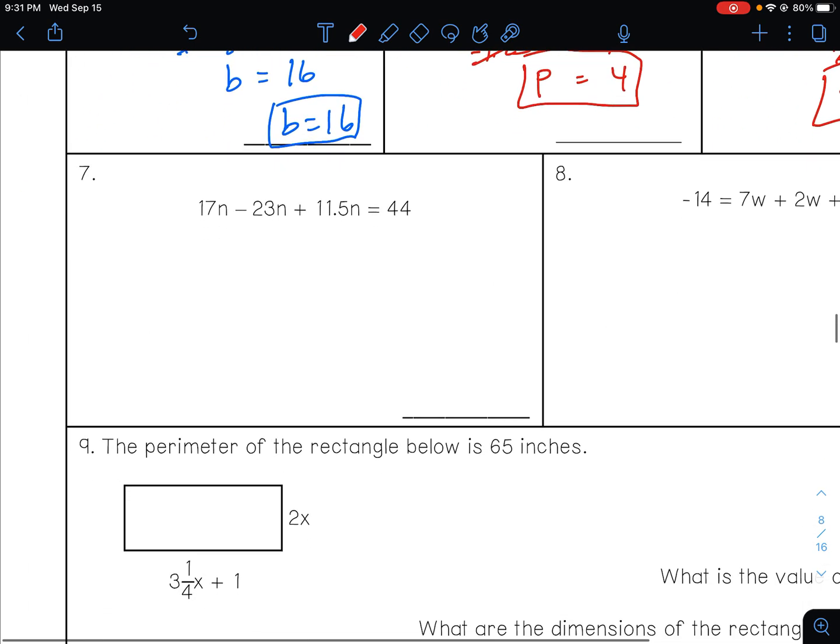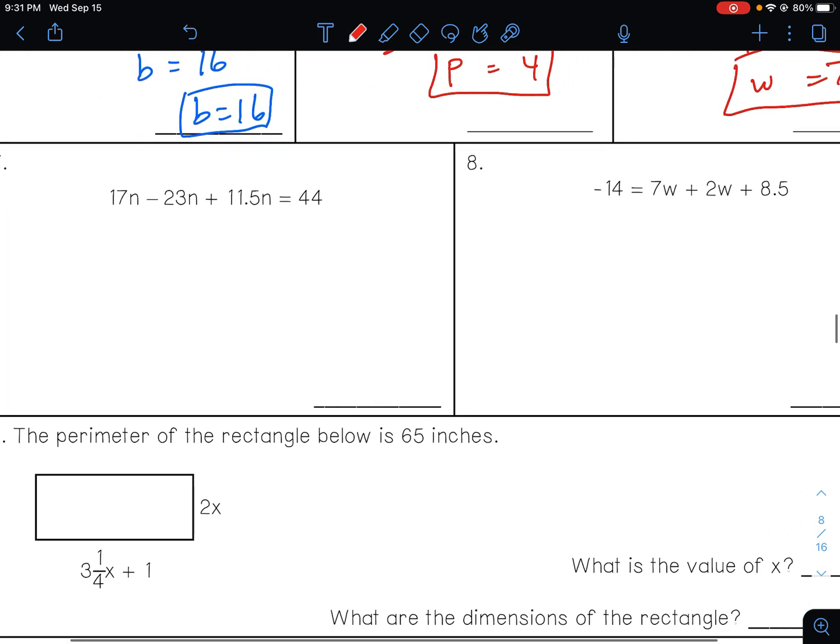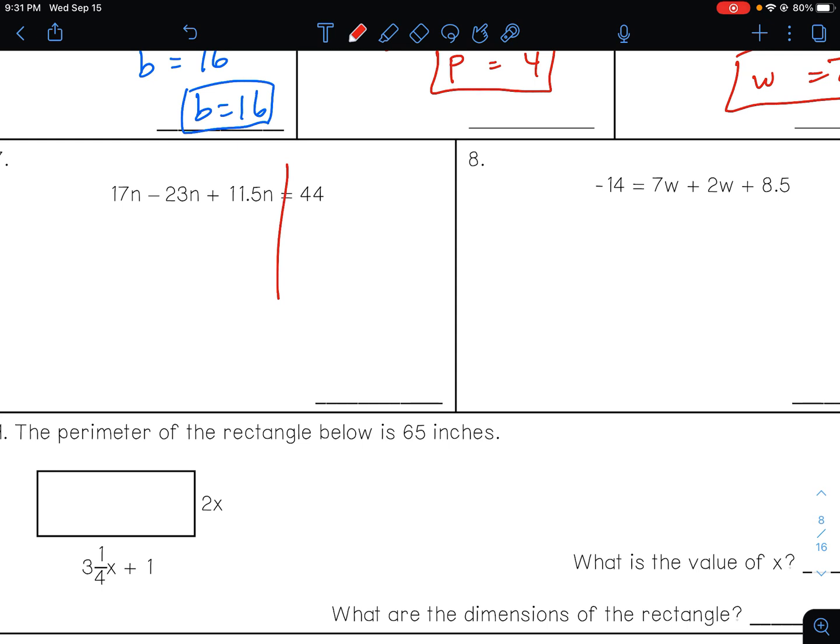A couple more problems. We've got, draw my wall down the middle. 17n minus 23n and plus 11.5n. Yeah, all of these are like terms. They are all n terms. So 17 minus 23 plus 11.5. 17 minus 23 is negative 6 plus 11.5 is 5.5. So that's 5.5n.